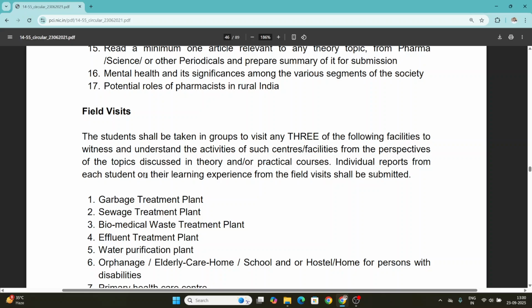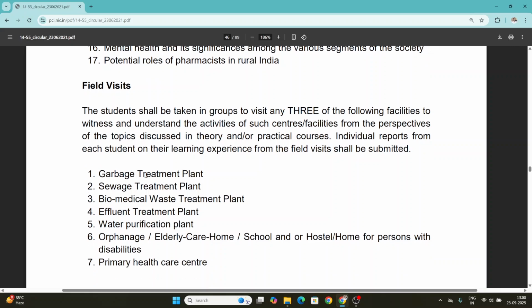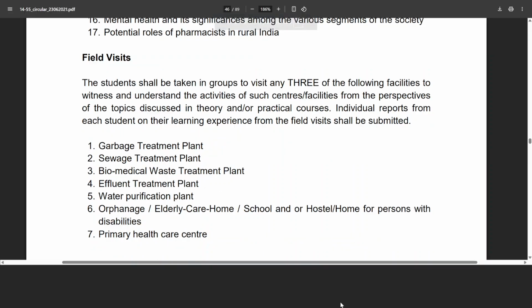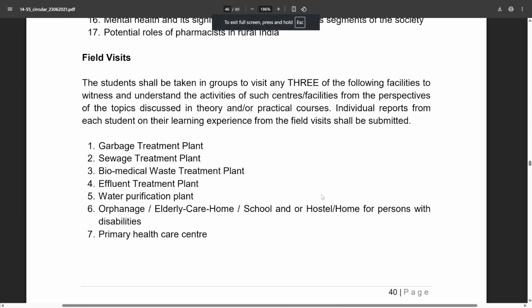Field visit. The students shall be taken in groups to visit any three of the following facilities to witness and understand the activities of such centers, facilities from the perspective of the topic discussed in the theory and practical courses. Individual reports from each student on their learning experience from the field visits shall be submitted.